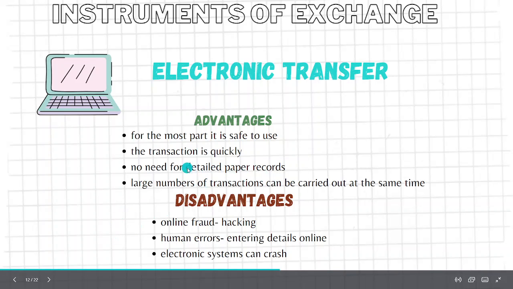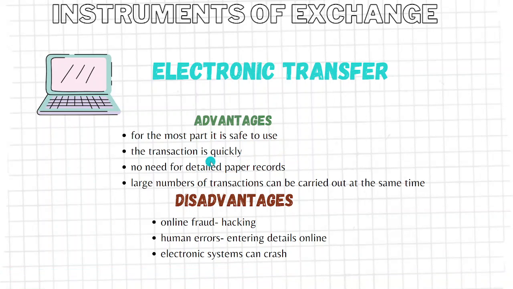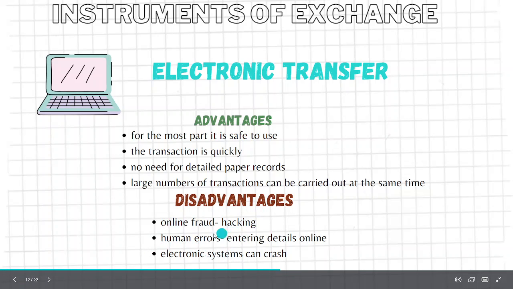There is no need for detailed paper records because the computer or the machine would generate them automatically. So when you pay using a credit card, your information usually comes out on the receipt or a small piece of paper when you pay. Also, large numbers of transactions can be carried out at the same time. So as I was saying, the employer can pay all of his employees at once using electronic transfer. However, there are some disadvantages, and it includes online fraud.